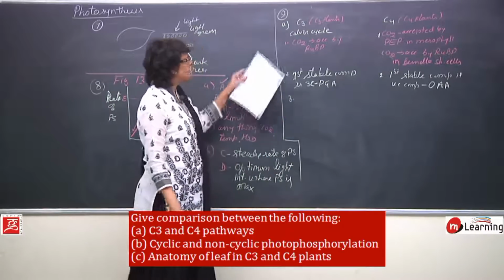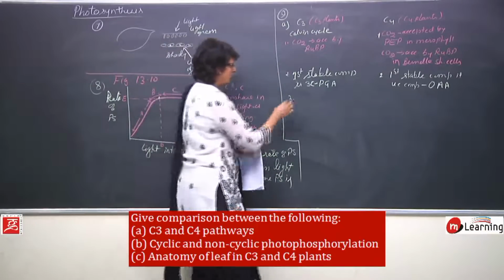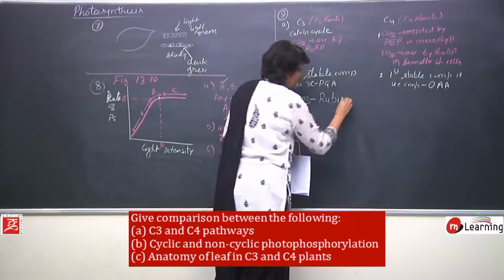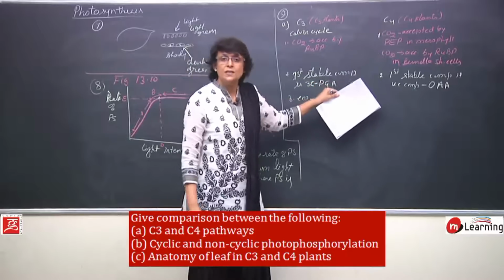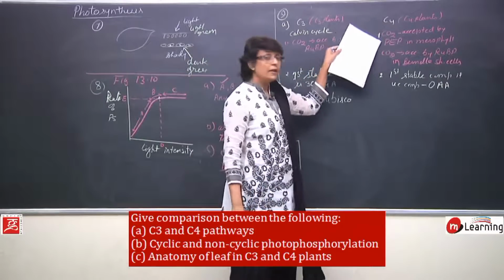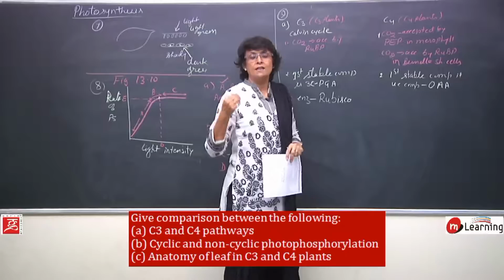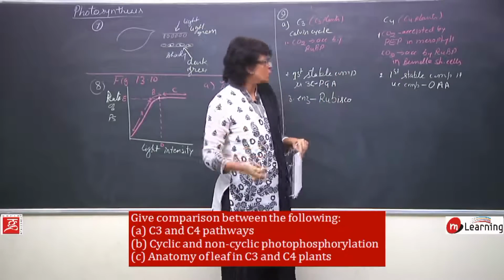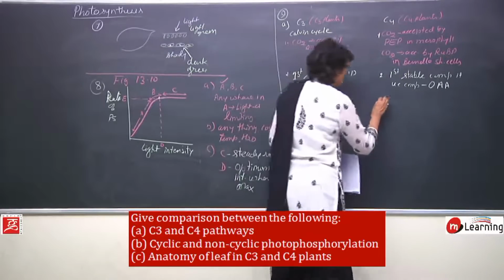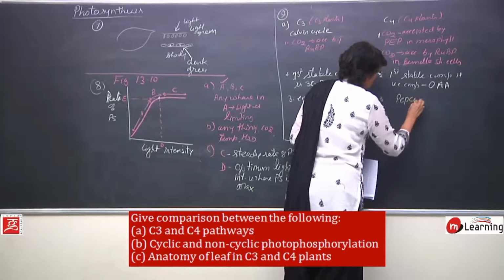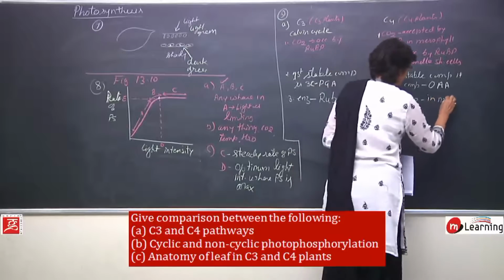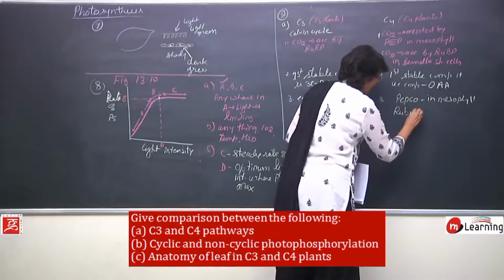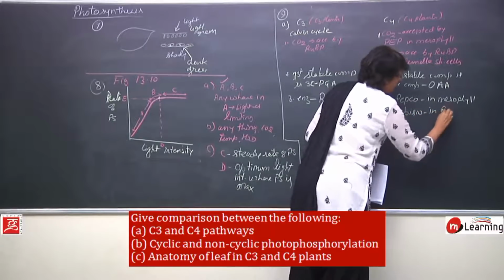The enzyme which helps in carboxylation is Rubisco. Here the enzymes which help in carboxylation are two. One is PEPCO, which is fixing or taking carbon dioxide in the mesophyll cells, and the other is Rubisco, which will help in addition of carbon dioxide in bundle sheath. So here it is PEPCO in mesophyll and Rubisco in bundle sheath cells.